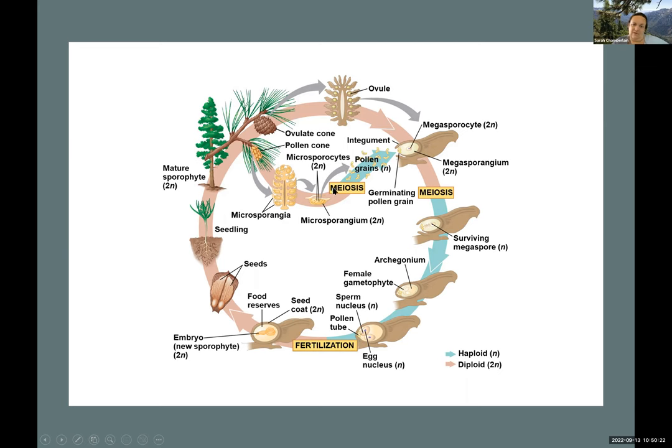Okay. So anyway, so that's a pine life cycle, right?